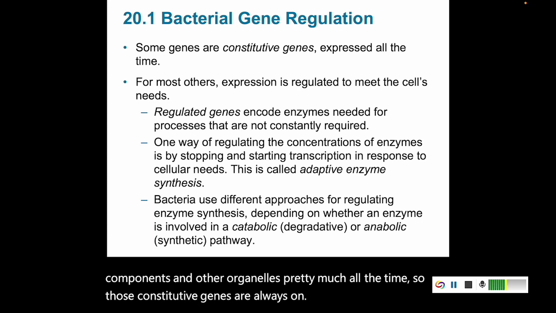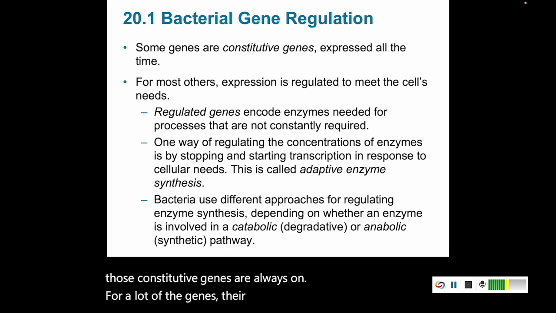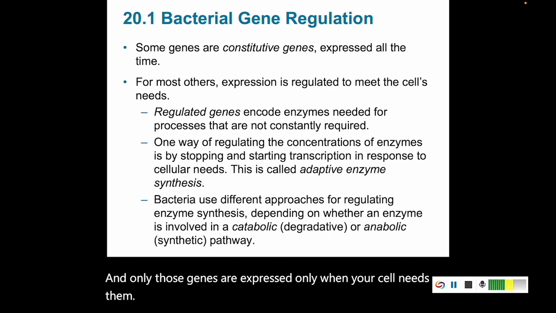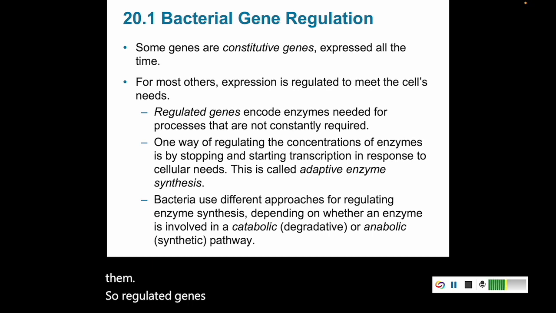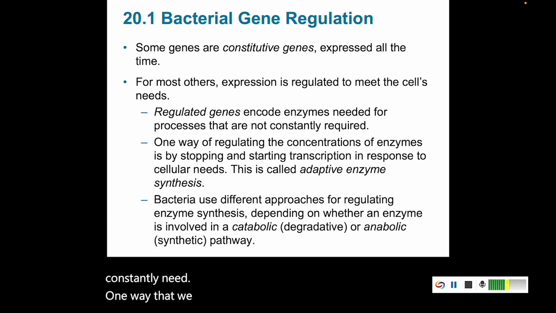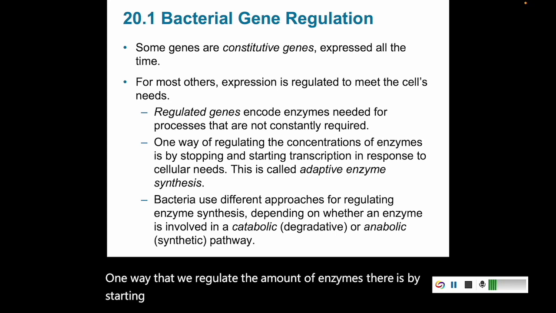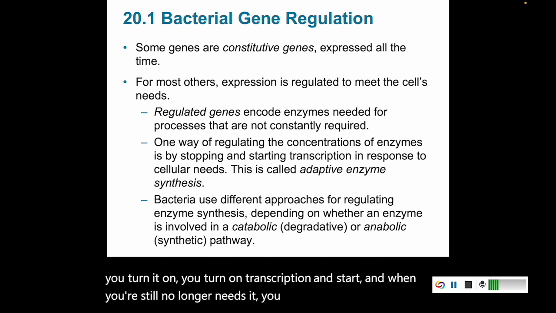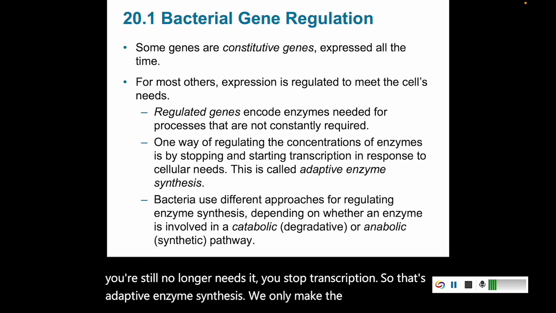For a lot of the genes, their gene expression is regulated, and those genes are expressed only when your cell needs them. So regulated genes are for enzymes that the cell does not constantly need. One way that we regulate the amount of enzymes there is by starting and stopping transcription. So when your cell needs it, you turn on transcription and start. And when your cell no longer needs it, you stop transcription. So that's adaptive enzyme synthesis. We only make the enzyme when we need it.